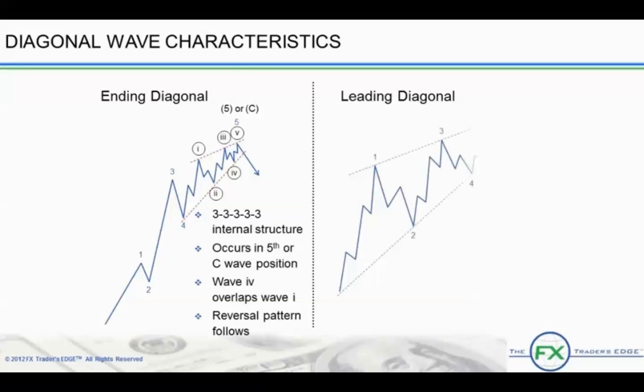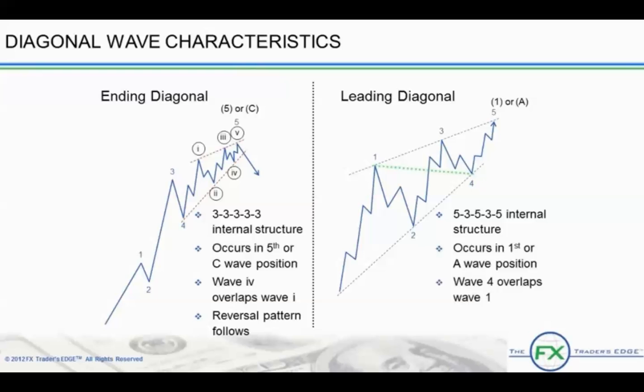The internal structure of a leading diagonal is comprised of 5-3-5-3-5 subwaves. The 5 subwaves that make up a leading diagonal are a combination of impulse and corrective wave patterns. Leading diagonals occur in the 1st wave position or in the A position in an ABC correction. In leading diagonals, wave 4 also overlaps wave 1. Leading diagonals usually precede a deep correction or a retracement.